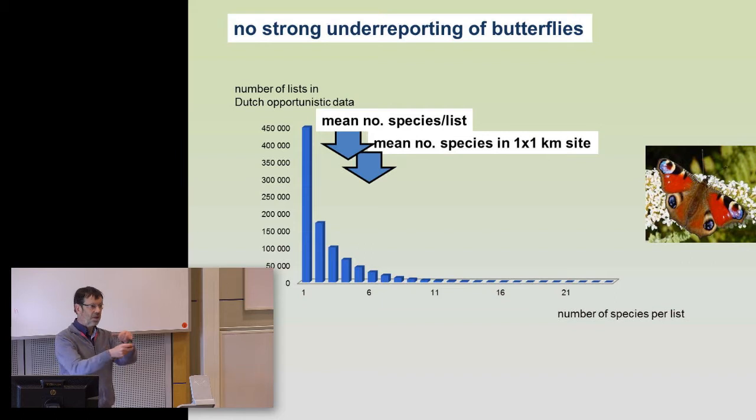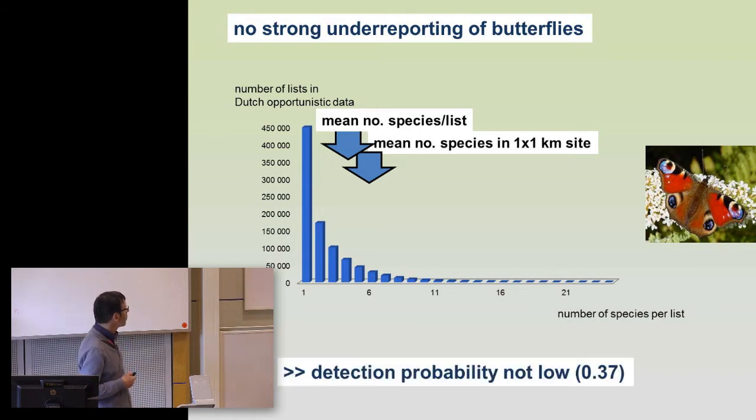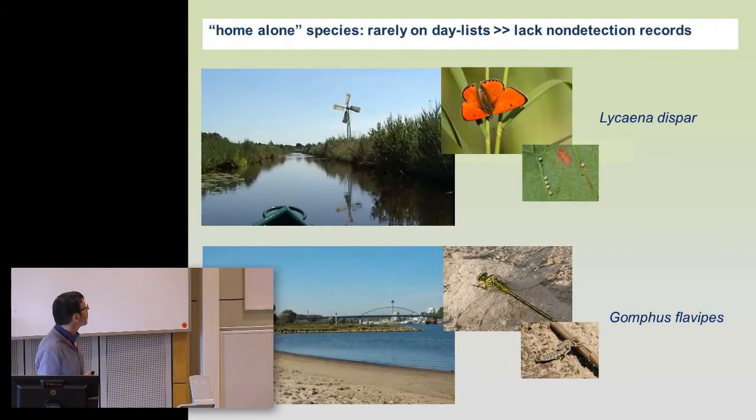So just tick a few species, and they also have the more abundant, more common ones. Detection probability is not so low for butterflies, and then it works. The same is true for dragonflies. So we believe the length of the day lists is important. Another issue is that it doesn't work for home alone species. We call them home alone because these are species that live just on their own.